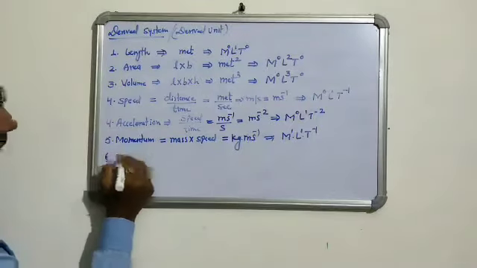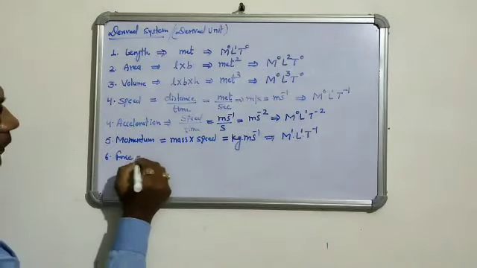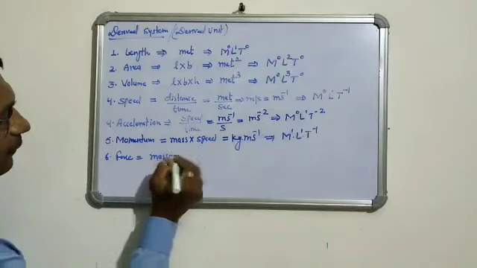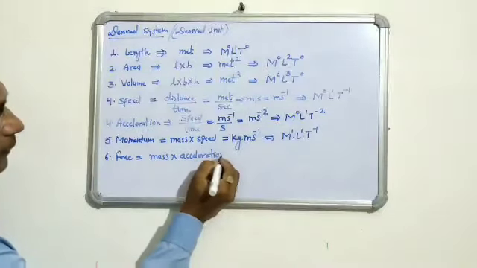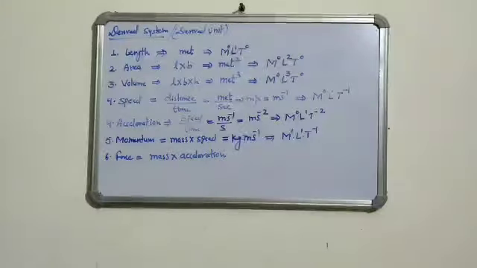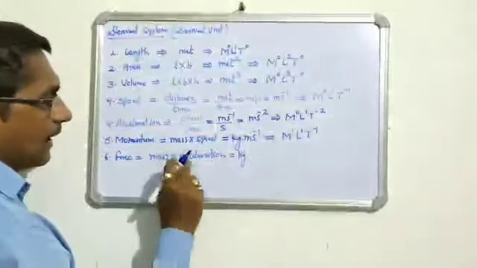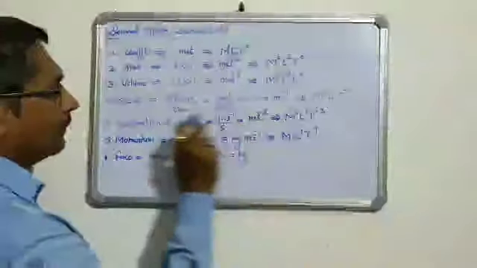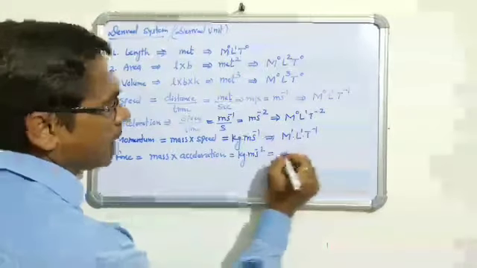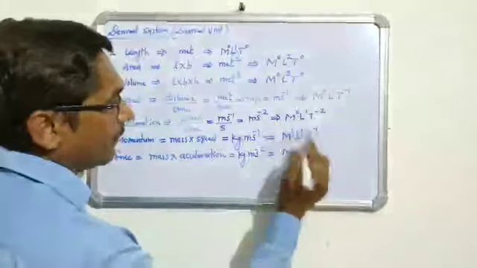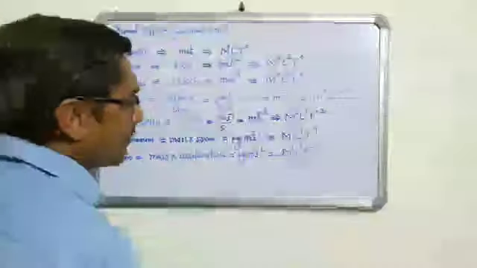Sixth, force. Force equals mass into acceleration. So the unit of mass is kg and the unit of acceleration is meter per second square. So the dimensional formula is M1, because mass is 1, length is 1, time -2.